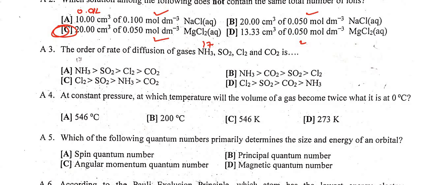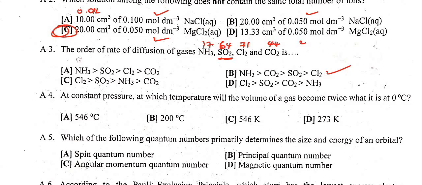The next one that comes here is what? We have sulfur dioxide. Sulfur dioxide has 64 as a molar mass, roughly. Chlorine has what? Is it 71? Then carbon dioxide has 44. So the order they're asking for is the order of the rate of the gases. So ammonia is the fastest, followed by carbon dioxide, then followed by sulfur dioxide, then followed by chlorine. So the answer will be option B. This is okay here, Nyumezi, right?